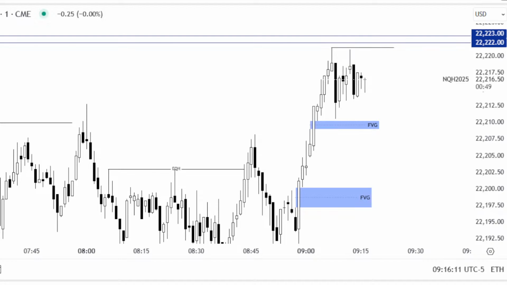Alright, so as you can see, price is literally stuck there in a little range.